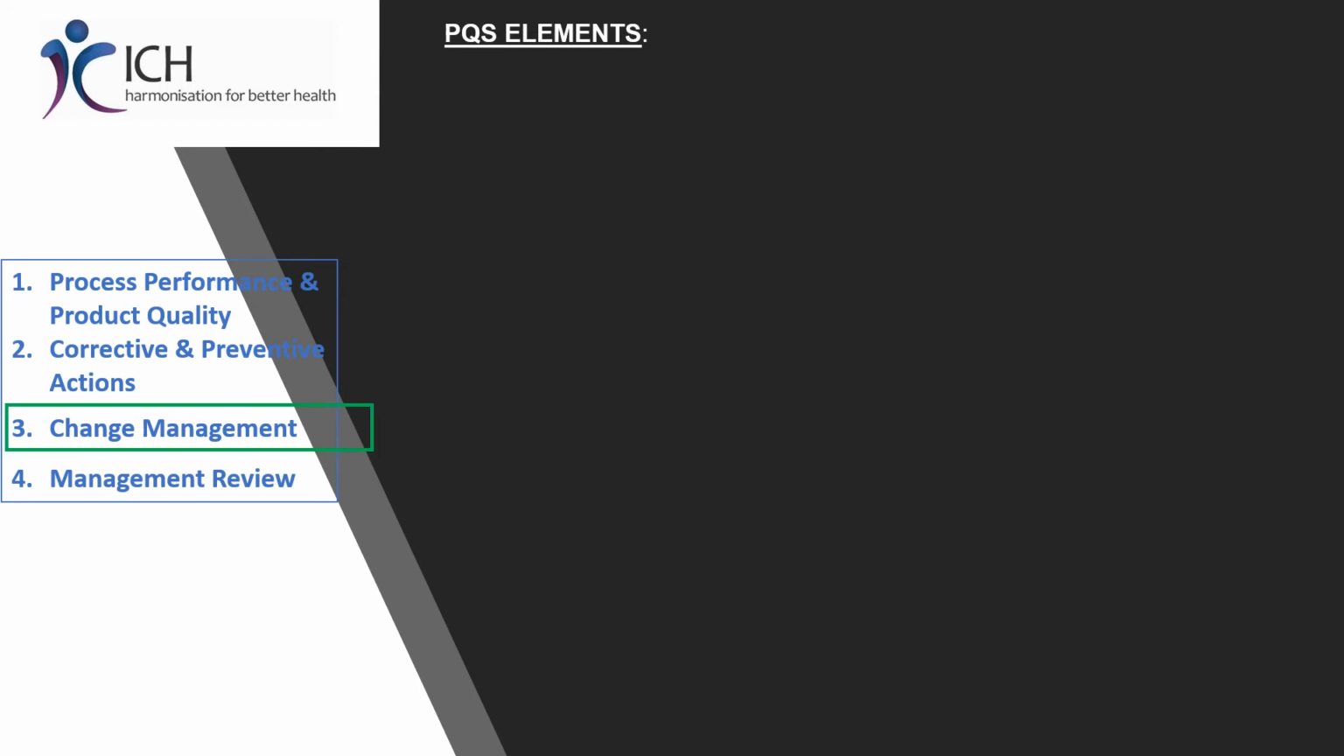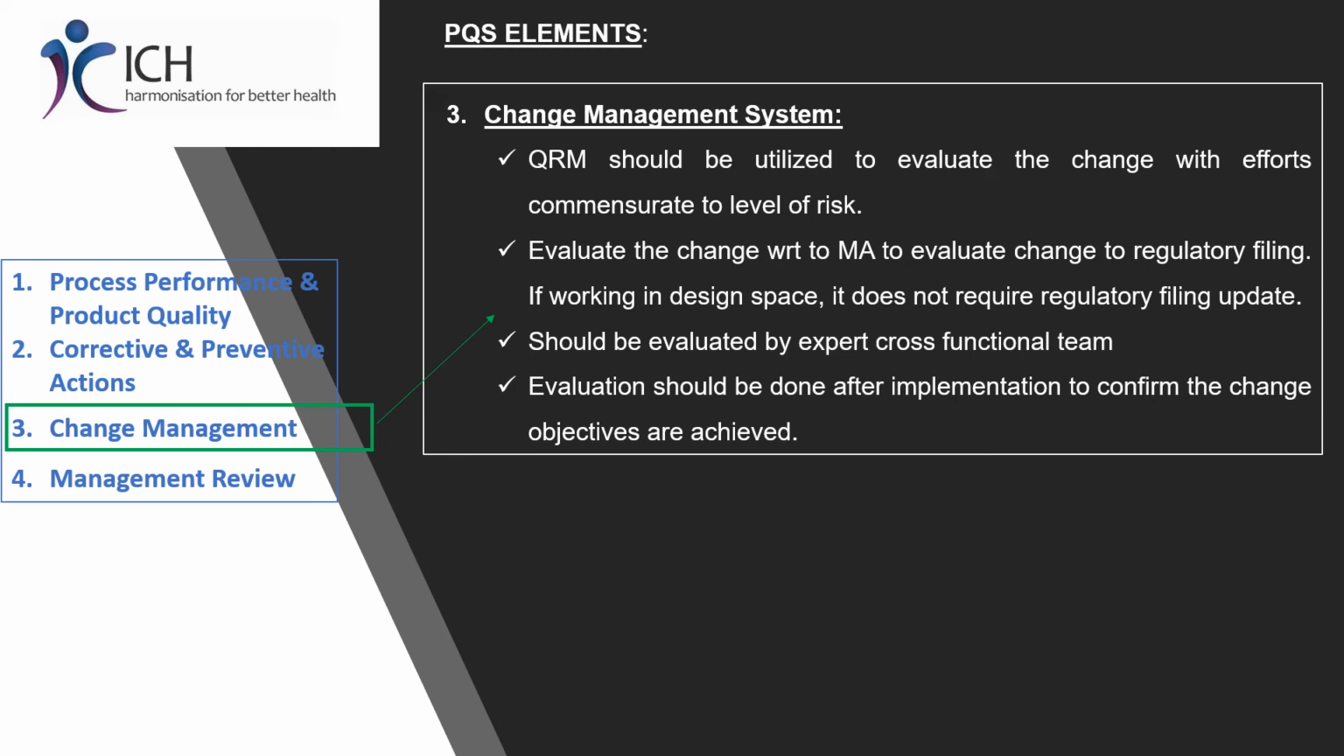The next important element of pharmaceutical quality system is change management. Quality risk management should be used for evaluating any change. The changes should be evaluated with respect to manufacturing authorization holder to ensure if any regulatory application or regulatory filing is required. Generally, when we work within the design space, it doesn't require any filing regulatory update. Should be evaluated by expert team from the cross-functional departments. Evaluation should be done after implementation to confirm the change objectives are achieved.